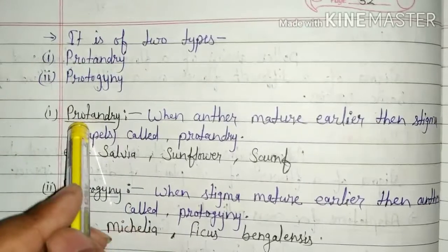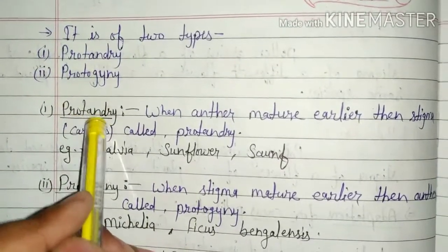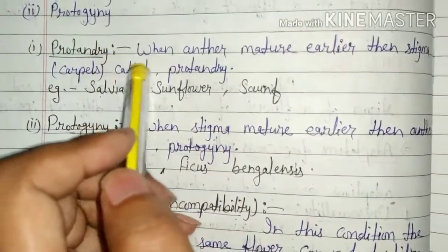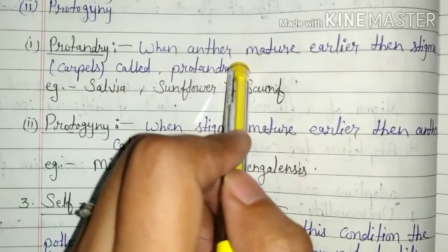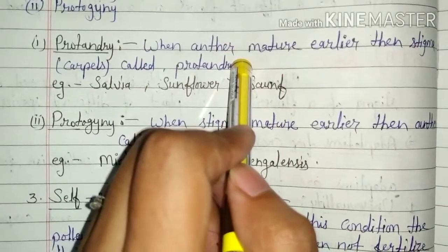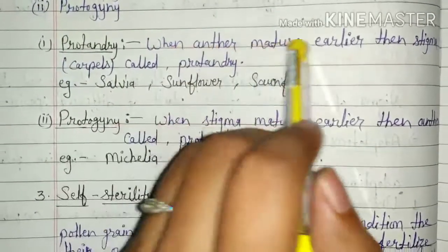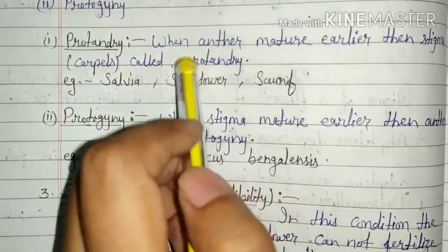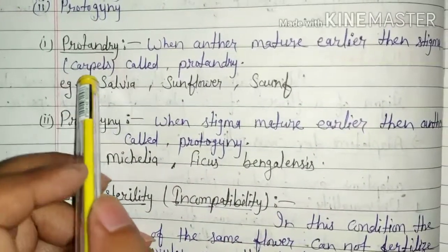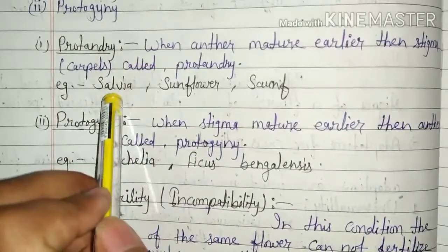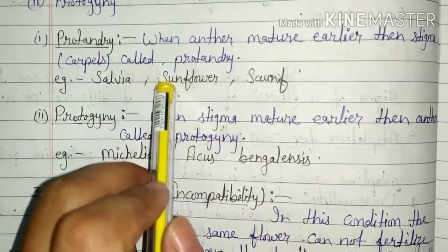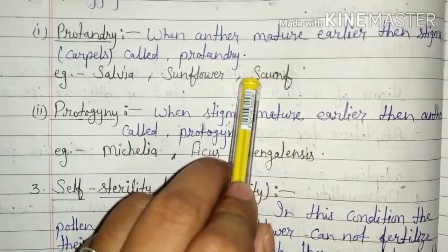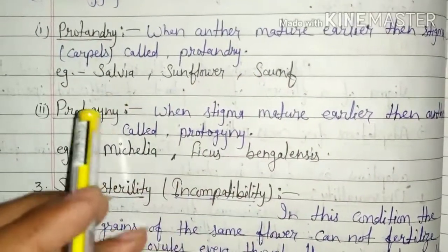The first type of dichogamy is protandry. The anthers of a flower mature earlier than the carpels. It means when the anther matures earlier than the stigma or carpels, it is called protandry. And this type of cross-pollination condition is found in sunflower, Foeniculum vulgare, Tagetes, jasmine and salvia plants.